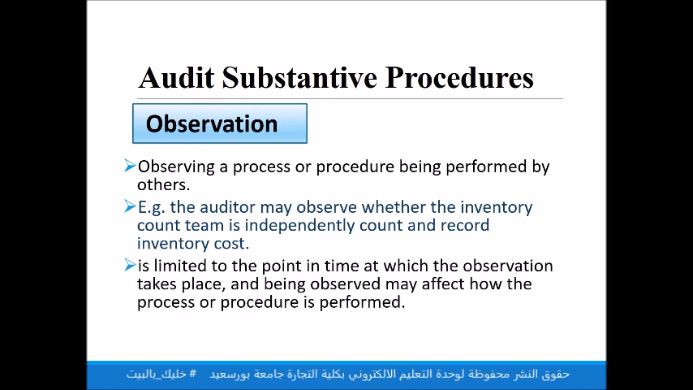Observation is another substantive procedure that can be performed by the auditor. Observation means observing a process or procedure being performed by others. For instance, the auditor may observe a client's personnel counting inventory to determine whether they are properly following the instructions. However, observation is limited to the point in time at which observation takes place. In addition, the act of being observed may affect how the process or procedure is performed.